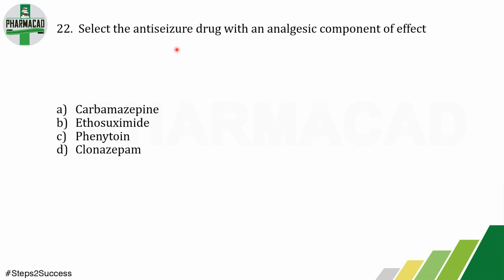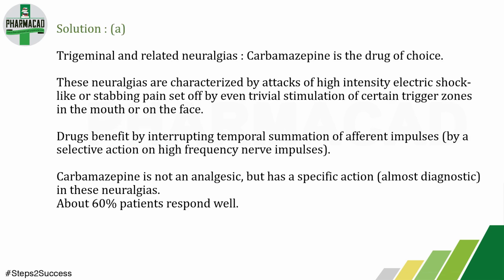Next question. Select the anti-seizure drug with an analgesic component of effect. So which is the anti-seizure drug giving me analgesic activity? Carbamazepine, ethosuximide, phenytoin, or clonazepam. So the correct option here is option A, that is carbamazepine.